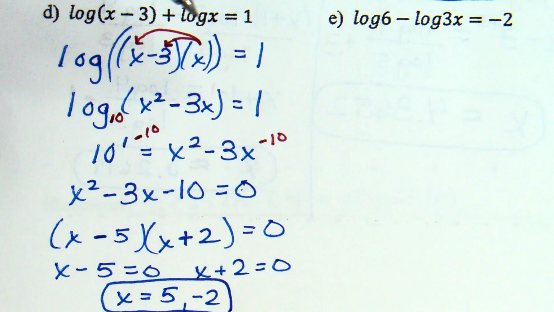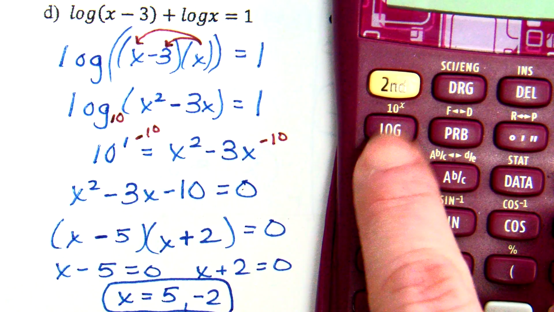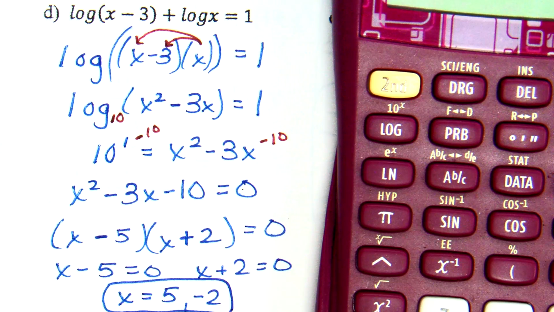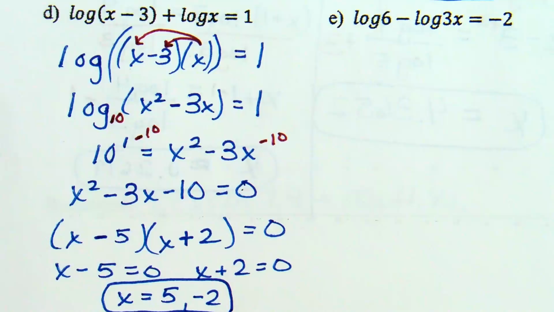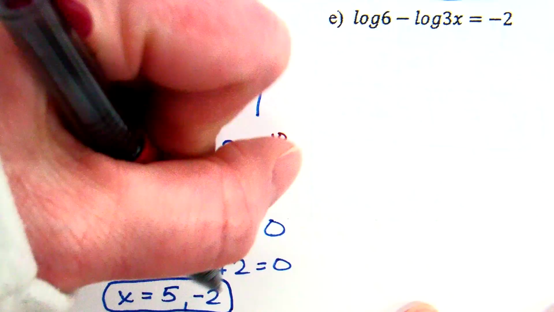When I put the negative 2 in, notice what I'm going to have to do right here. I'm going to have to do log of negative 2. If you haven't tried it on your calculator, notice what happens when I do log of negative 2. I get a domain error, meaning you can't have that kind of input. You can't have a negative log.